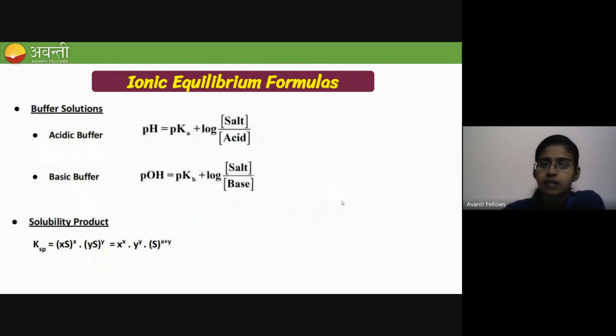In acidic buffer, we can find out the pH from pKa. And in basic buffer, we can find out the pOH from pKb. The salt by acid and salt by base. Okay. Take down this. And the solubility product.